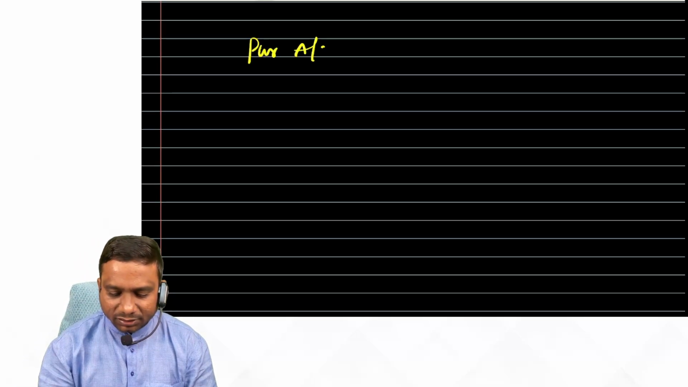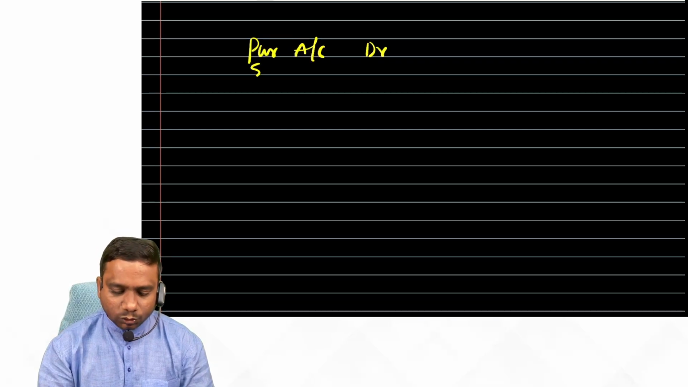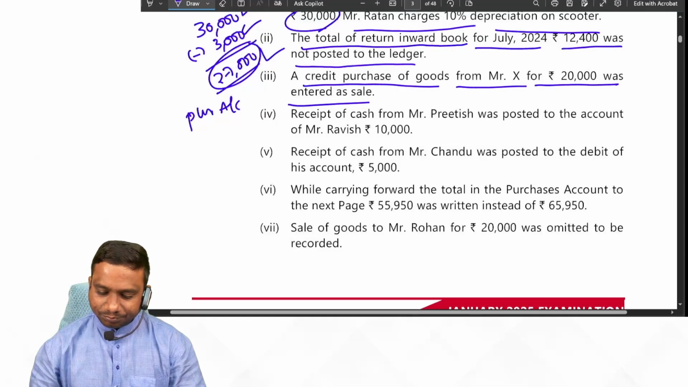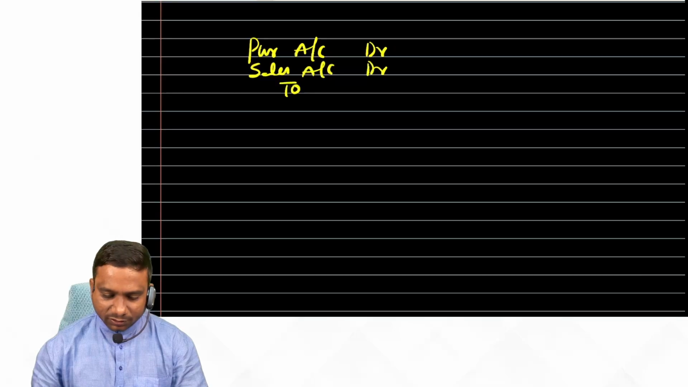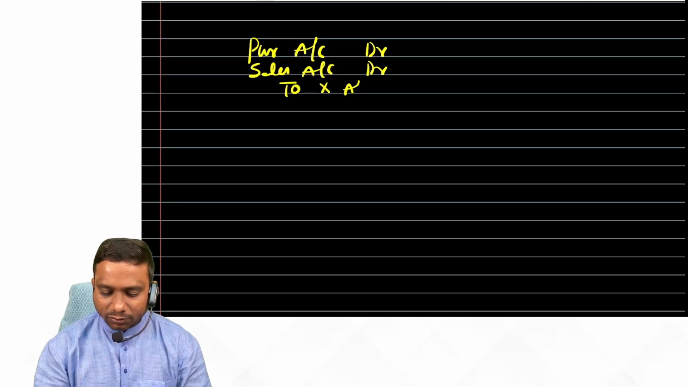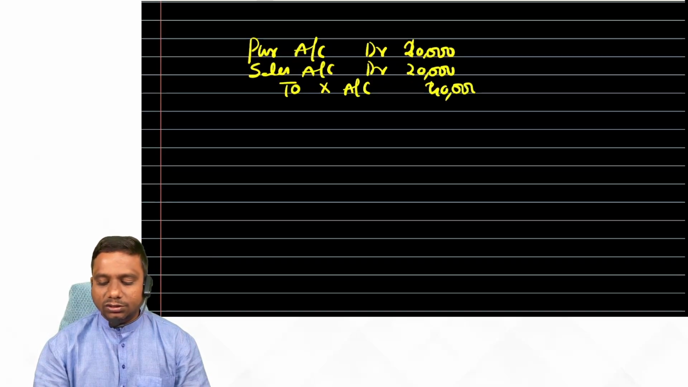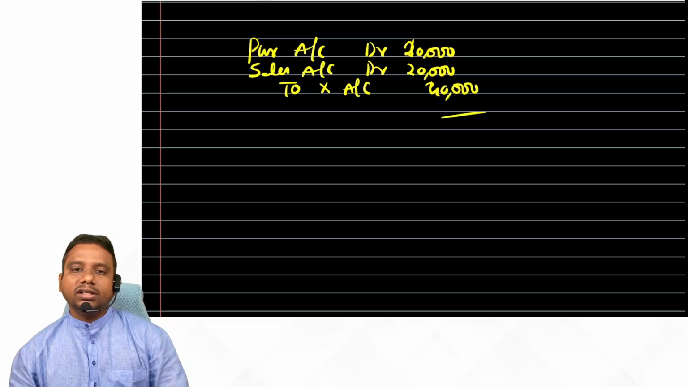A minute. How do you rectify normally? Tell me. Purchase account debit. Sales account by mistake credited, na? So, sales account debit to, from whom we purchased? From X we have purchased. So, to X account. Purchase account 20,000, sales account 20,000 and X account 40,000. This is how we rectify the error.